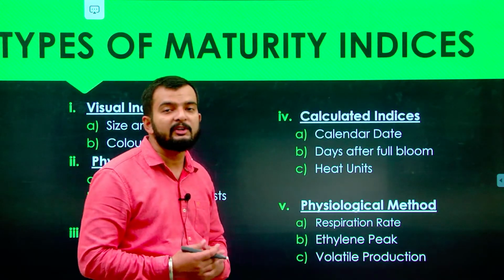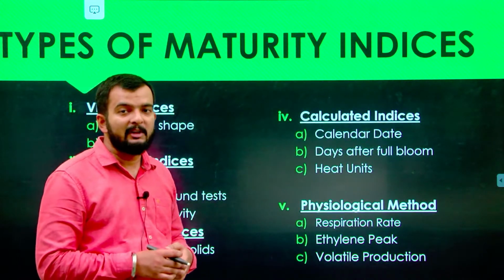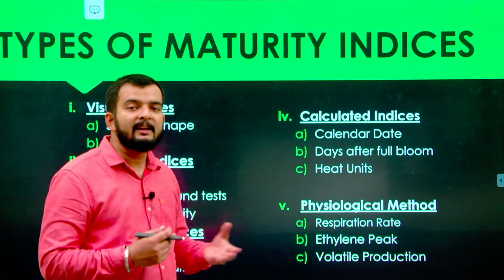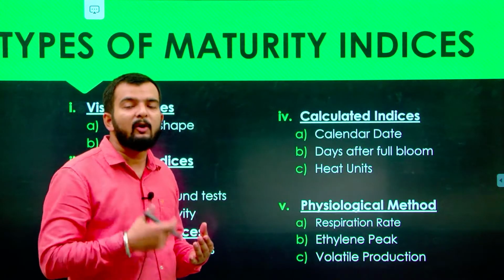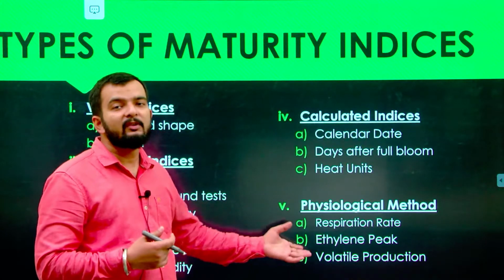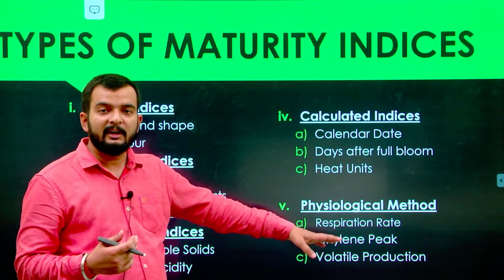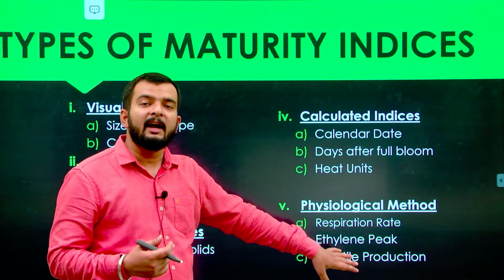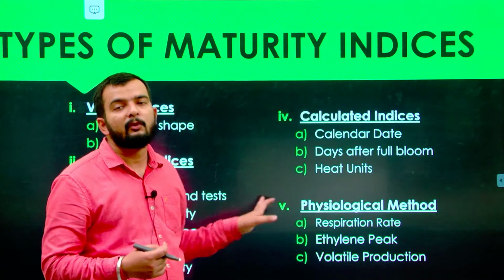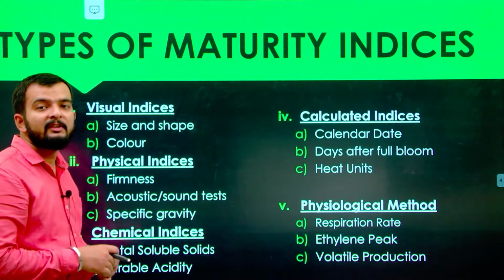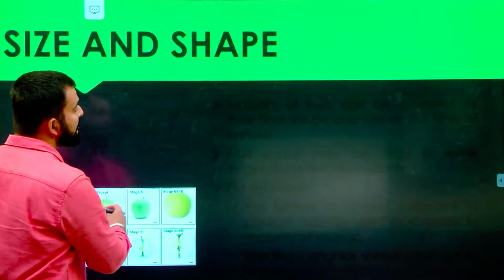Then volatile production. In many fruits and vegetables, volatile compounds are produced. These volatile compounds are responsible for the aroma of the fruit. So based on the volatile or aromatic compound production, you can identify if the fruit is mature enough for being harvested or not. All these maturity indices we are going to study in detail now.